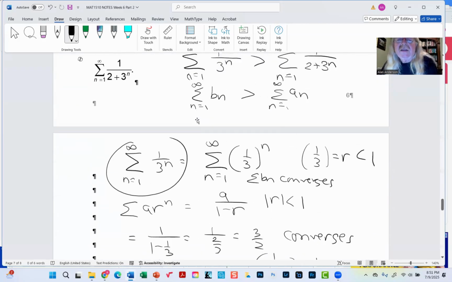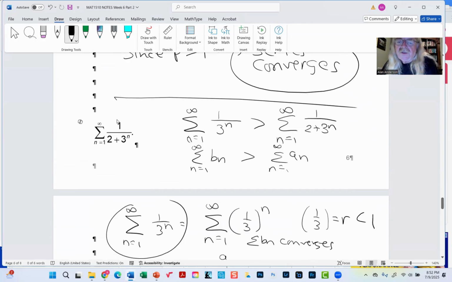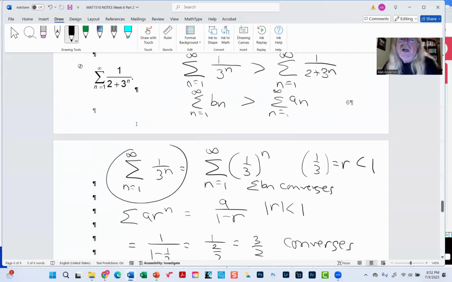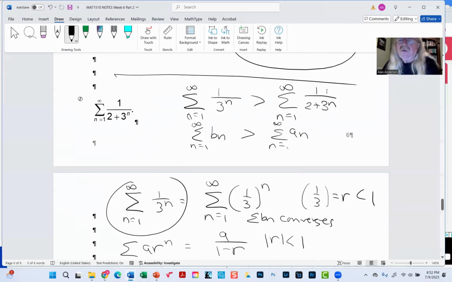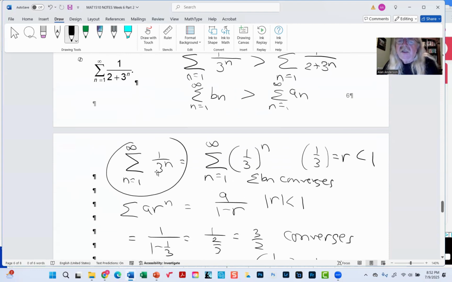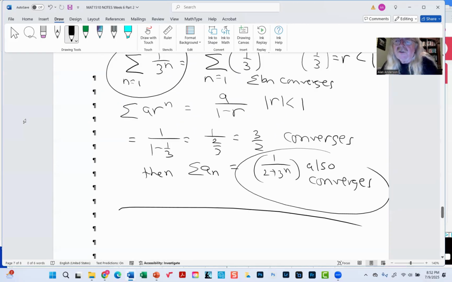And again, what they're saying here is that we started out with this 1 over 2 plus 3 to the n, which we don't know what to do with, but we do know that 1 over 3 to the n does converge. In fact, specifically, it converges to 3 halves. And since we can show that 1 over 3 to the n is always greater than 1 over 2 plus 3 to the n, that implies that because 1 over 3 to the n converges, that must also be true for this one. So, they're basically saying, if you have a series which is very messy, and we don't know what to do with it, maybe we can find another series whose properties we understand and use this relationship to determine if it is convergent or not.